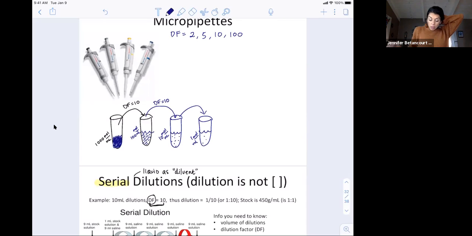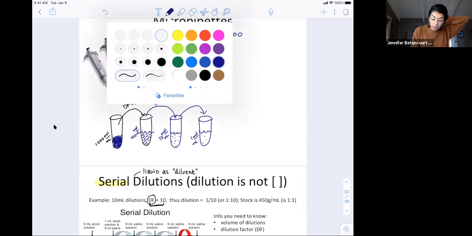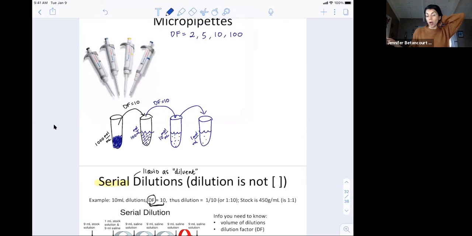So when you're solving for serial dilutions, let's do a different serial dilution than the slide suggests so that you then have an extra problem you can try on your own. So let's do a DF of 2. And let's say we want to do serial dilutions and we want to make 4 dilutions total. So you have your stock plus 4 dilutions that you're going to make.